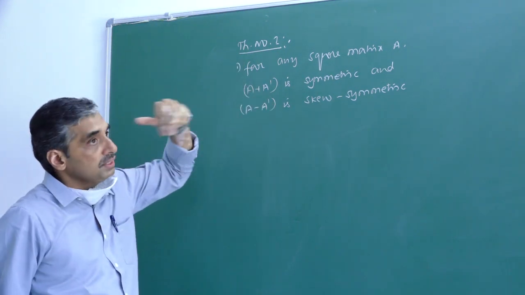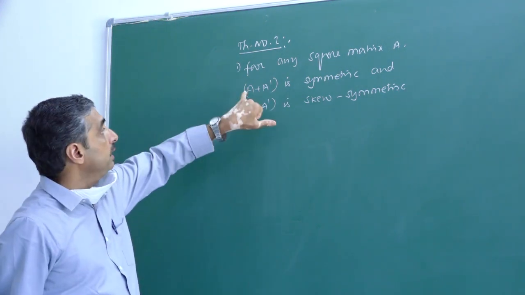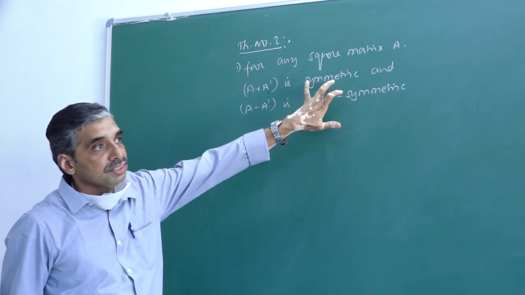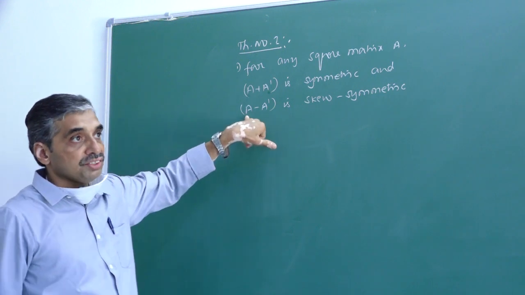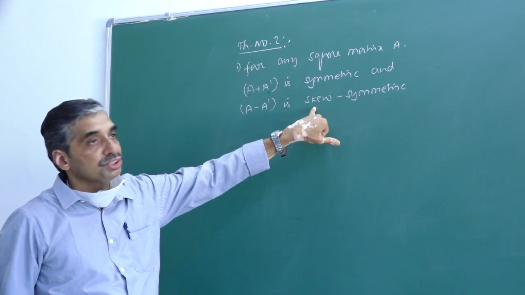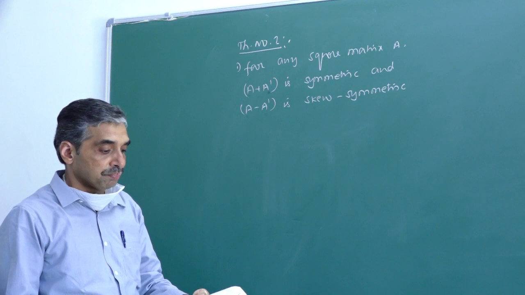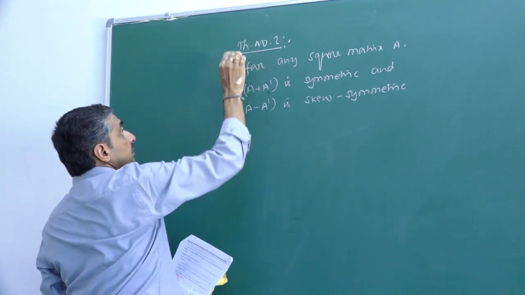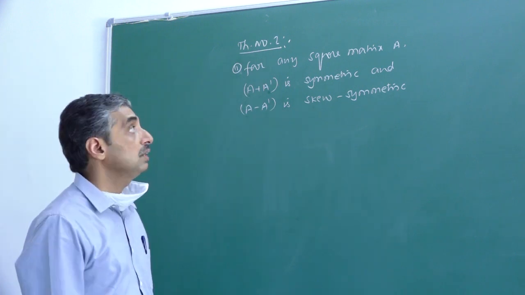A plus A dash is always a symmetric matrix. For any matrix, you add the transpose of the matrix, that matrix is always symmetric. Similarly, for any matrix you subtract the transpose, then the matrix is always a skew symmetric matrix. This is your first theorem on this. Now if you want, we can prove this also.